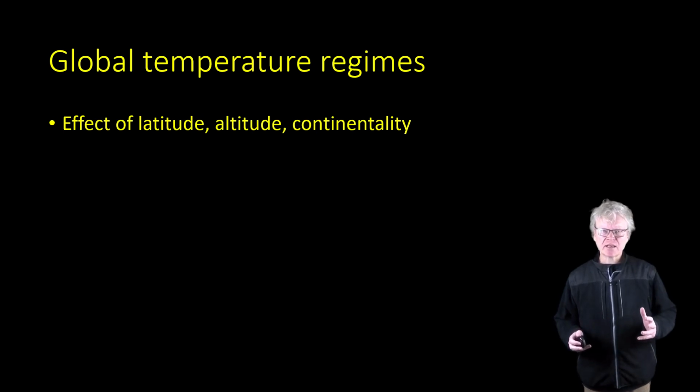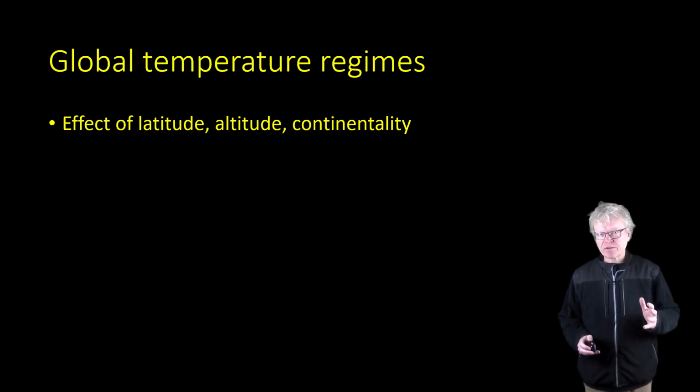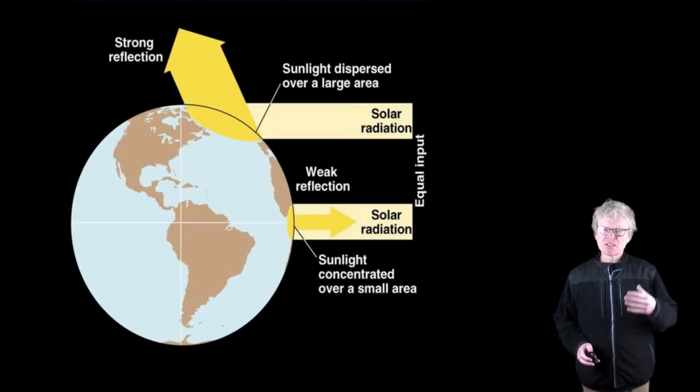Okay, so putting all that together, let's have a bit of a closer look at how temperature changes due to various features on the Earth. We're going to look at altitude, latitude, and something called continentality. All right, so we had a look at this briefly when we talked about seasons. So this is the effect of latitude.